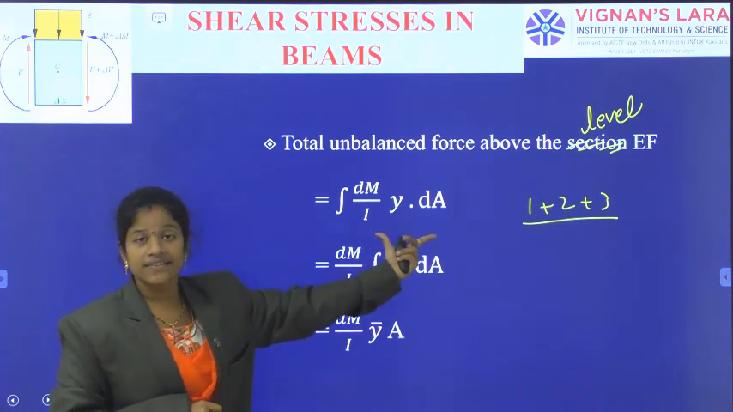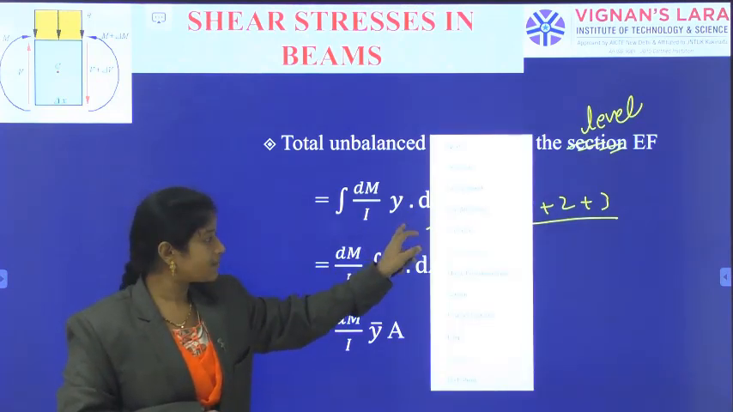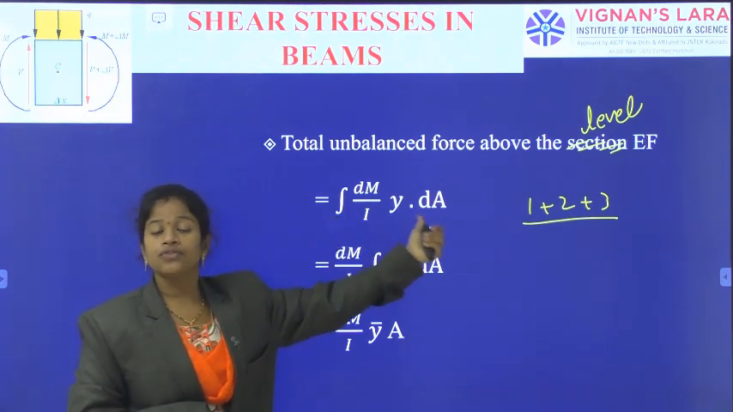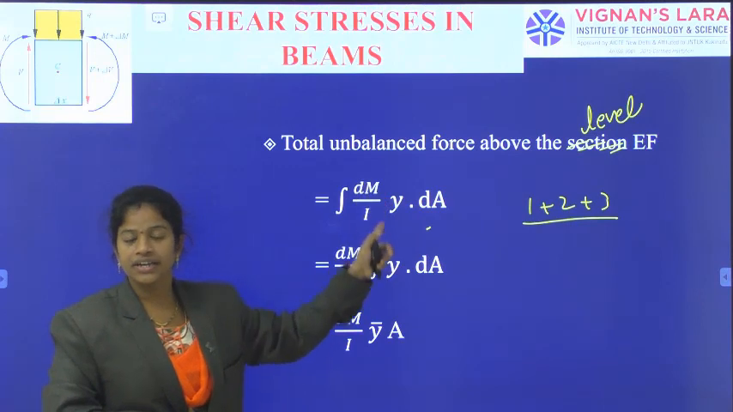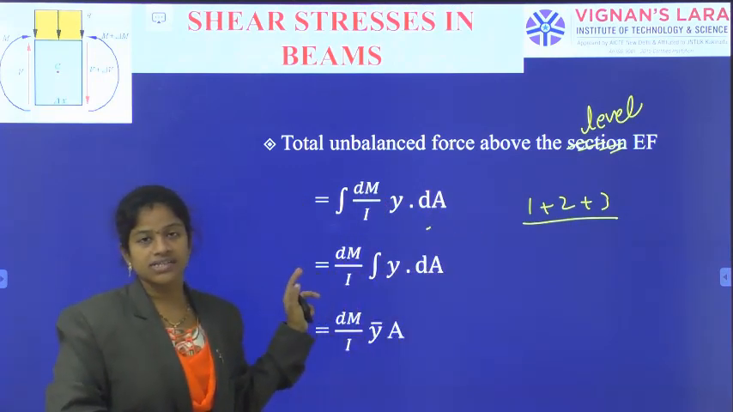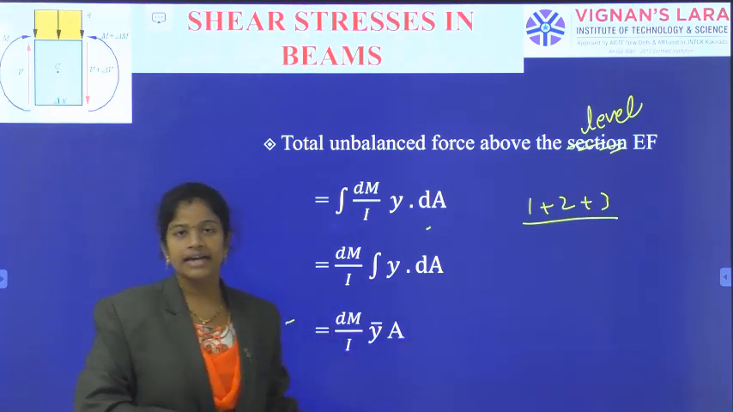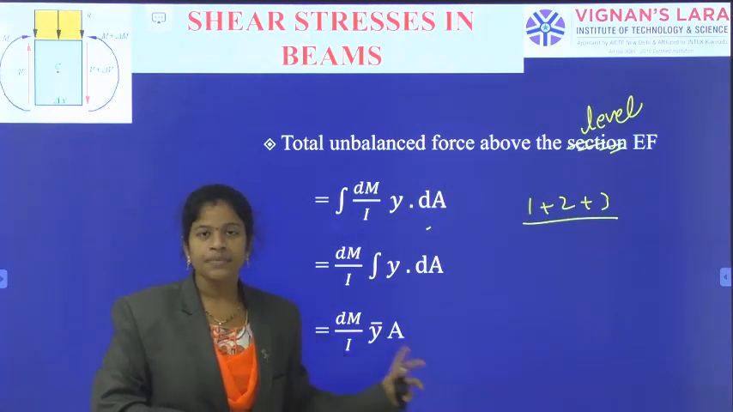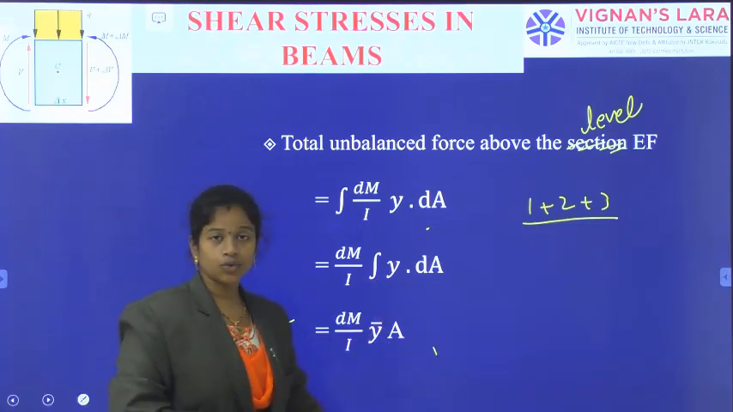Above the level EF, the individual force on the element is like this, and the total force due to all the elements above the level EF is like this. So integration of dm by I into y into dA. dm by I comes out as a constant, integral y dA, and integral y dA I can indicate as y bar times A, and the left portion is dm by I. So y bar into A.